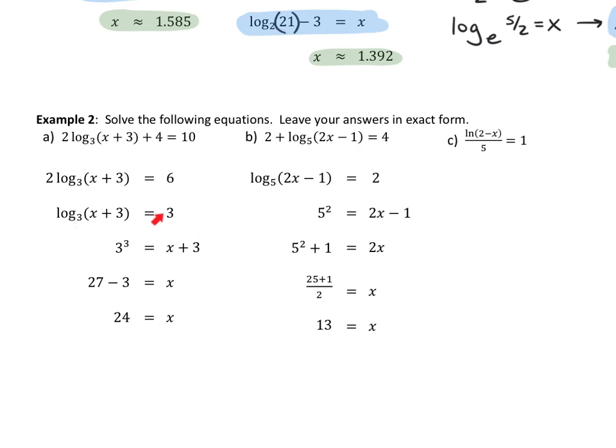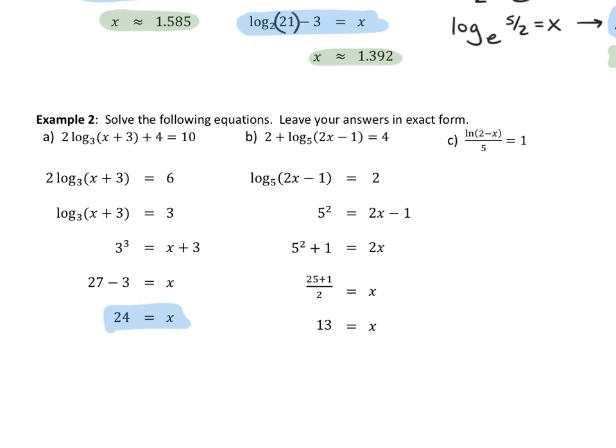Base is 3, raise it to power 3 of equal to x plus 3. 3 to the third power is 27. Subtract 3 from both sides to isolate for x. And we get an exact answer here. I didn't have to round, so there's no decimal approximation. And it's something I could essentially do in my head without a calculator, as long as you remember your power families. 3 to the third is 27.